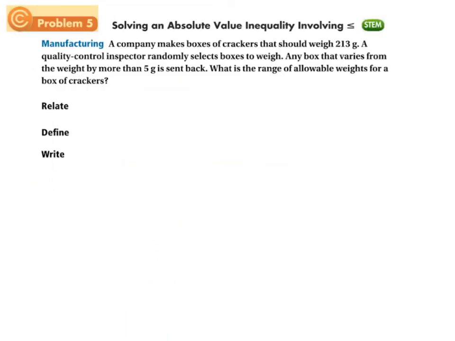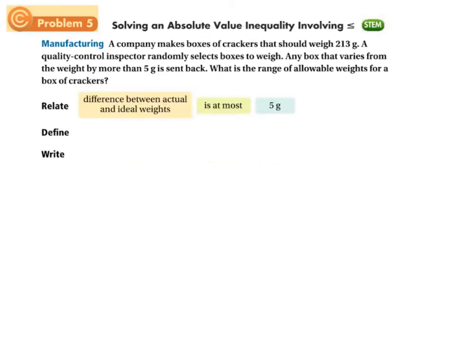All right, here's a word problem involving this, but it's basically what you were doing before. A company makes boxes of crackers, and the boxes should weigh 213 grams. They can never make them perfect, but they can have them within a certain range, not too far off of that. A quality control inspector randomly selects boxes to weigh. Any box that varies from the weight of 213 grams by more than 5 grams has to be sent back. So what's the range of allowable weights?